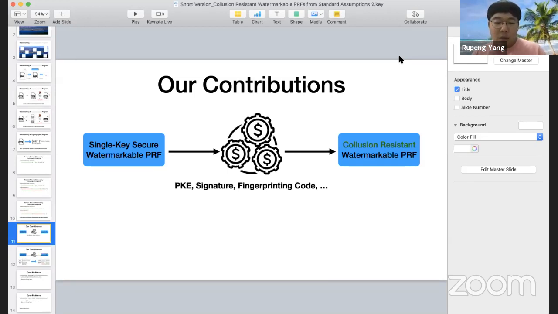But we can't get a general collusion-resistant puncturable pseudorandom function. We have to restrict the set the adversary can get for the constrained keys. For example, the adversary can only get one set, and then a set contains this set, something like that. So this is very restricted. So we focus on constructing watermarkable pseudorandom functions.